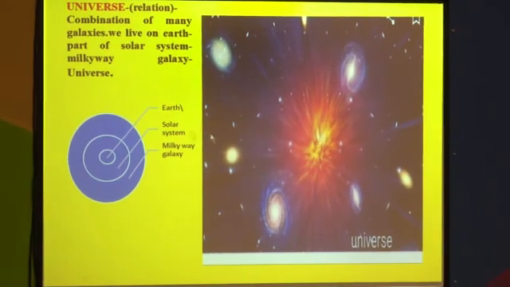Again, with the help of this diagram we have explained the universe. Actually, we live on earth. This earth is a part of our solar system. This solar system is a part of the Milky Way galaxy, and this Milky Way galaxy is a part of the universe, children.